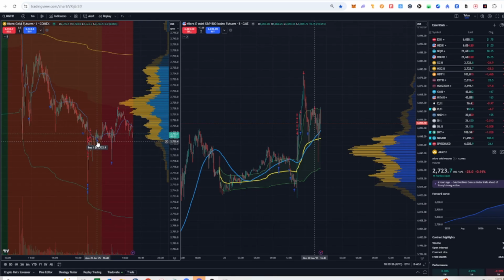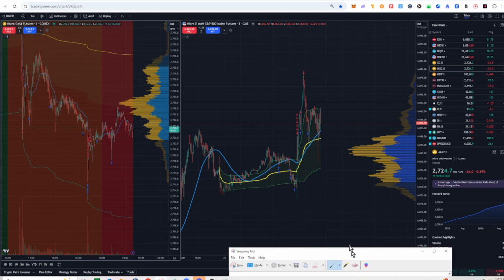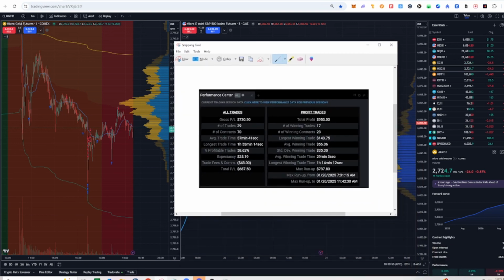Then I ended up buying another one here and selling it up here. And then I bought another one down here and sold it up here close to the end of the day. And we end up with a P&L for the day of what? $687.50 right there. Not too shabby for trading micros.